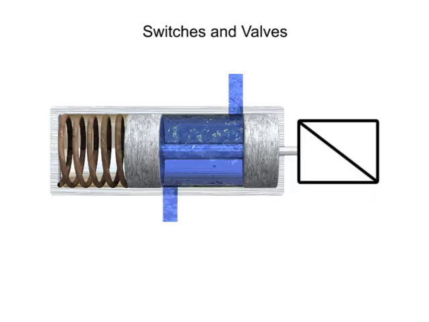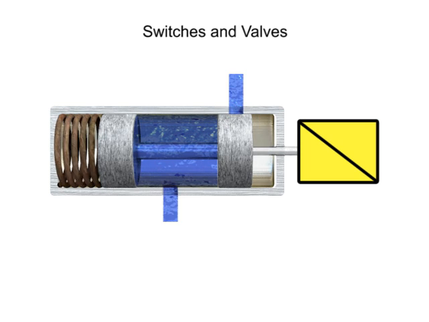Fluid valves are typically described as being either in the open or closed position. As described, the open position allows the flow of fluid, while the closed position prevents flow.